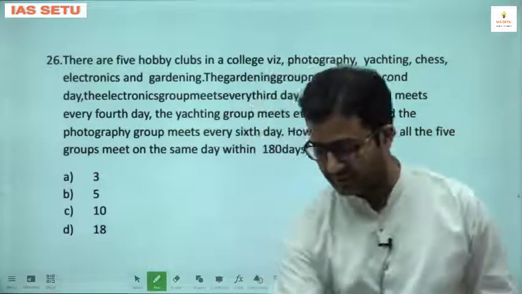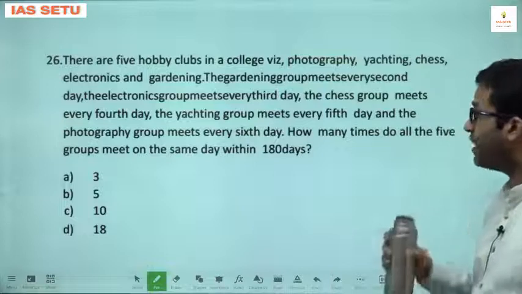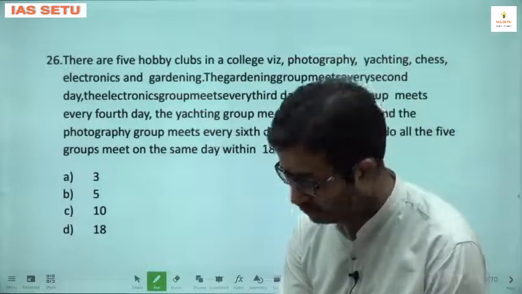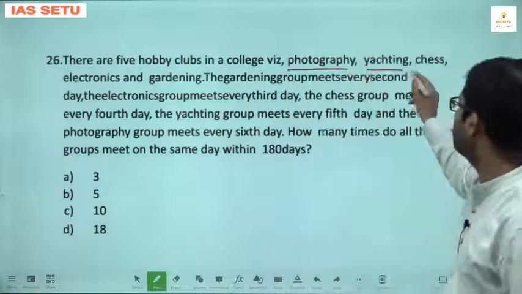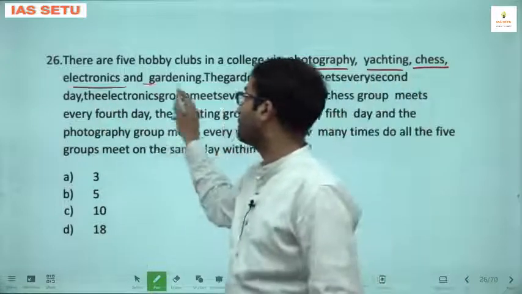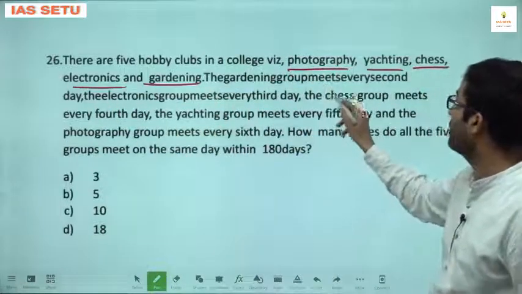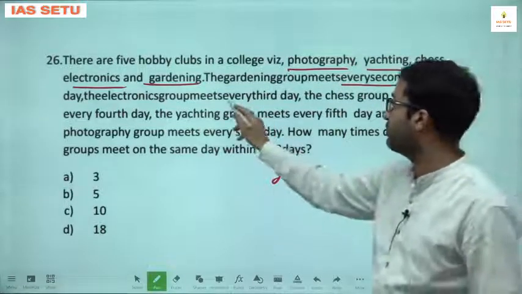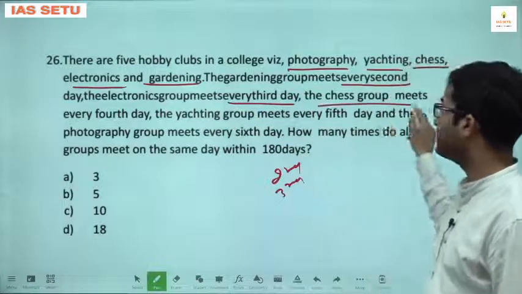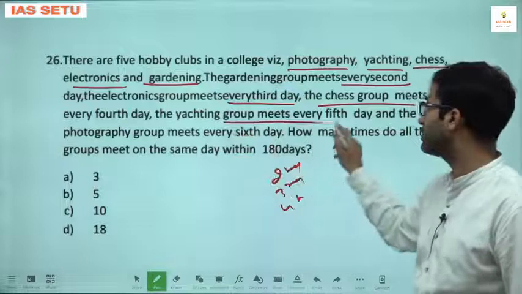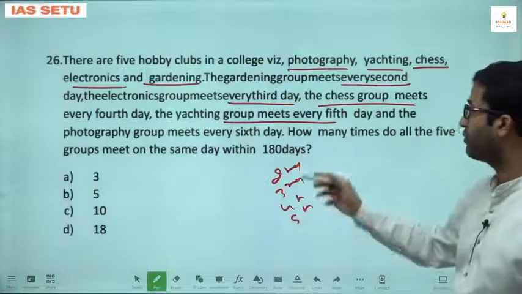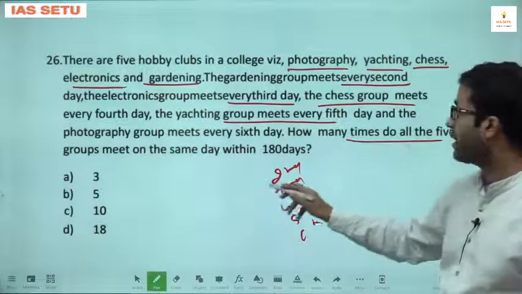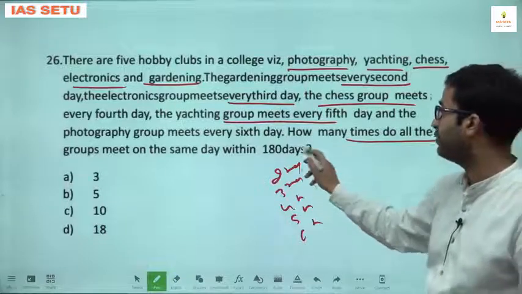Question number 26. There are 5 hobby clubs in a college: photography, yachting, chess, electronics, gardening. The gardening group meets every second day. Electronics group meets every third day. The chess group meets every fourth day. Yachting group meets every fifth day. Photography group meets every sixth day. Okay, how many times do all 5 groups meet at the same time within 180 days?